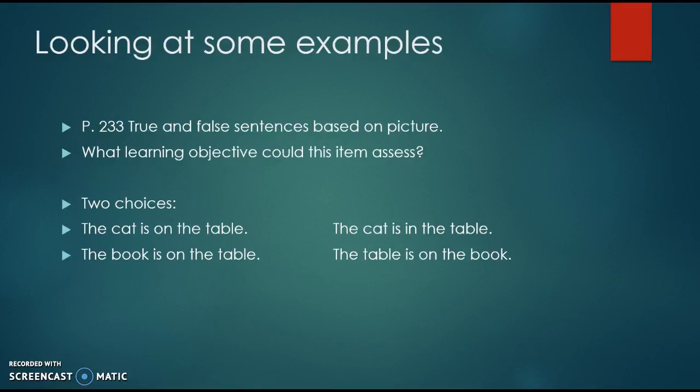Rather than have true and false, what if you gave two choices? For instance, the cat is on the table and the cat is in the table, and they have to circle the one that matches the picture. This has an advantage over the true and false in that the students have two sentences to compare, two sentences to process, and they can look for the difference of those sentences, right?